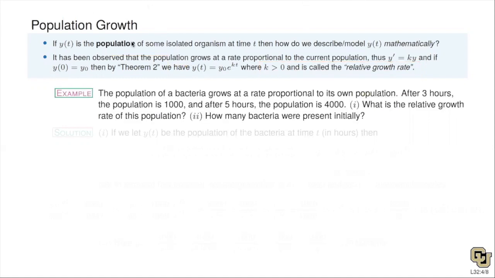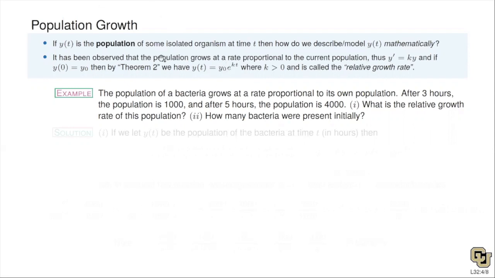So here's an example. The population of a bacteria grows at a rate proportional to its own population. After 3 hours, the population is 1,000 bacteria, and after 5 hours, the population is 4,000 bacteria. So the first question is, what is the relative growth rate of this population? And the second question is, how many bacteria were present initially?